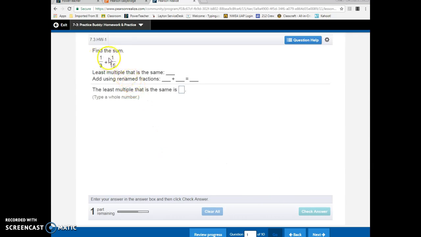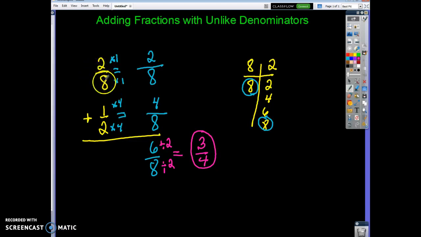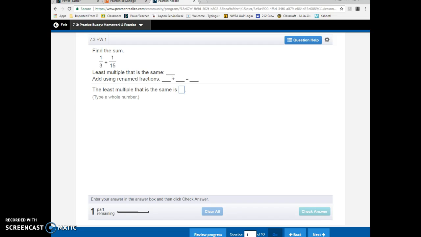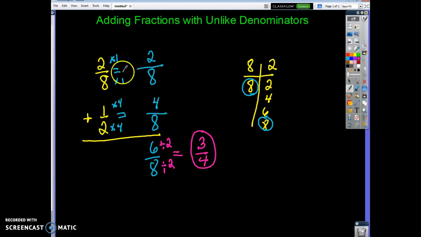So we got 10 of them. We're just finding the sum. 1/3 plus 1/15. Again, just like we did before, just like we did right here, it was 2/8 and 1/2. Use that common denominator and write everything down. And they even tell you the least common multiple. They want that there. And then you hit next. And then it's going to ask you to fill in, rename those fractions, and then add them. So try and stack them together just like we did in our first two examples. All right.